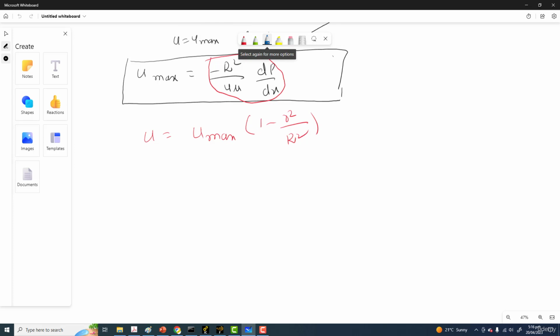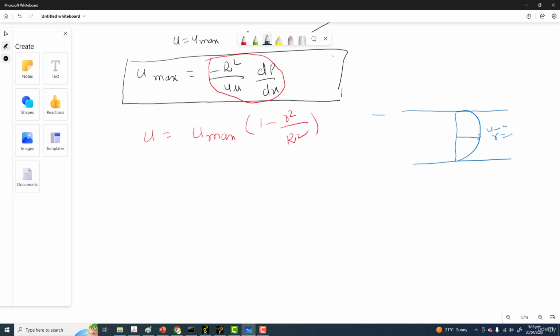So we have changed the unknown values to the known value, but the issue here is that u maximum is not usually speaking a known value. So if you take a pipe here, you will see that the velocity profile will look like this, a parabolic velocity profile. So the U maximum is over here. This is where r is equal to 0. So this is the U maximum.